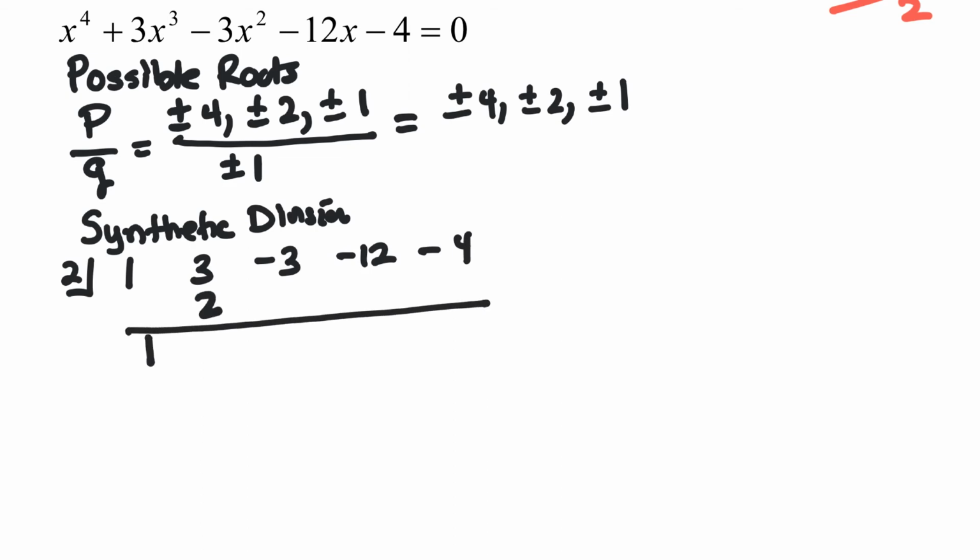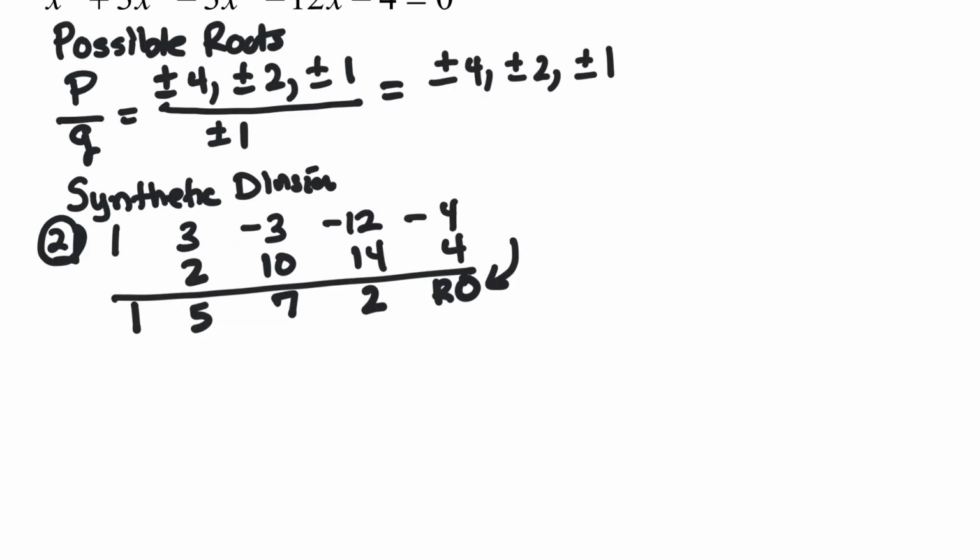2 times 1 is 2. 3 plus 2 is 5. 2 times 5 is 10. Negative 3 plus 10 gives you 7. 2 times 7 is 14. Negative 12 plus 14 is 2. 2 times 2 is 4. And our remainder is 0. So x equals 2 is a factor, or x equals 2 is a root. So my first root is x equals 2.